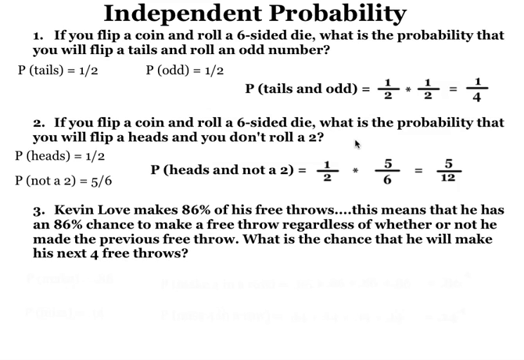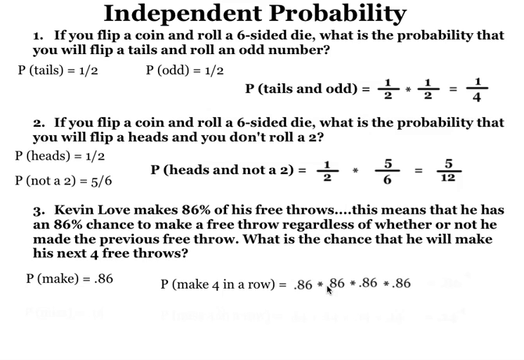This says Kevin Love makes 86% of his free throws. This means he has an 86% chance to make a free throw regardless of whether or not he made the previous free throw. What is the chance he will make his next 4 free throws? So to start off with this problem, I know that the probability Kevin Love makes a free throw is going to be equal to 0.86. Now the probability he makes 4 in a row is going to be 0.86 times 0.86 times 0.86 times 0.86.